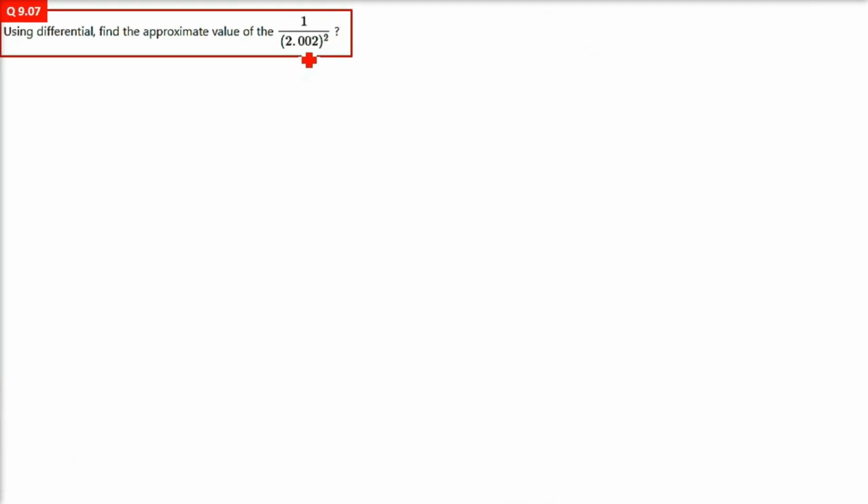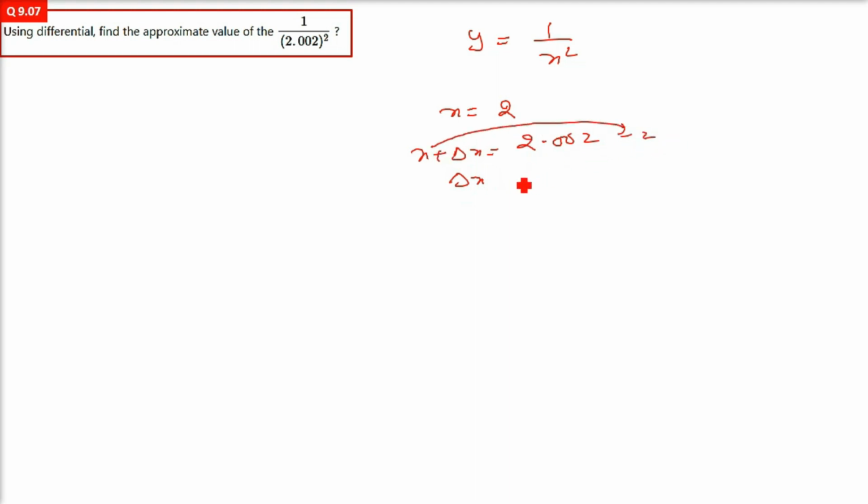Now we have 1 by 2.002 whole square. So the function here is 1 by x square. This is the function we are dealing with. So x we will take as a certain value so that you get a proper result. So x is 2, x plus delta x is 2.002. So when you subtract this, delta x is going to be plus 0.002. And what is the value of y at x equals 2? So 1 by 4. Y is 1 by 4, that is 0.25. So you have a value of y, you have a value of delta x.